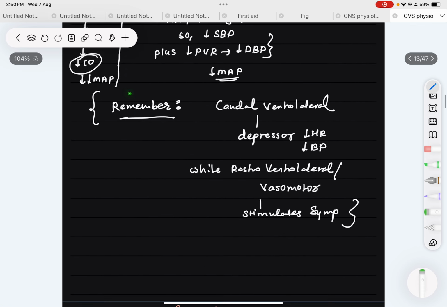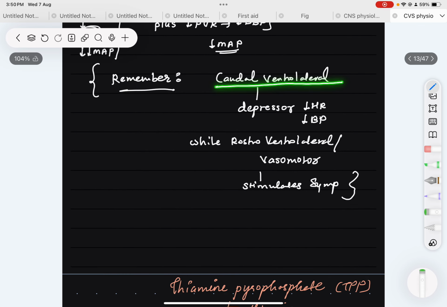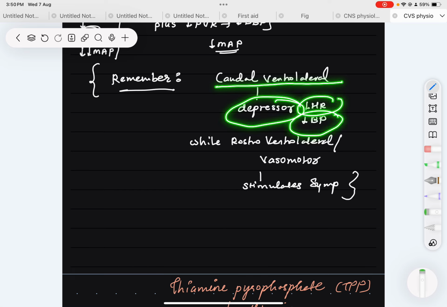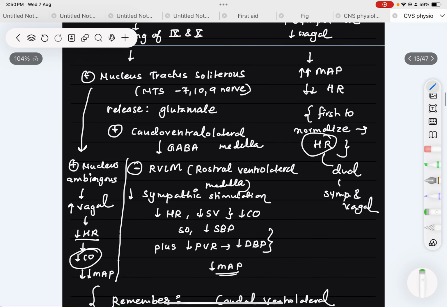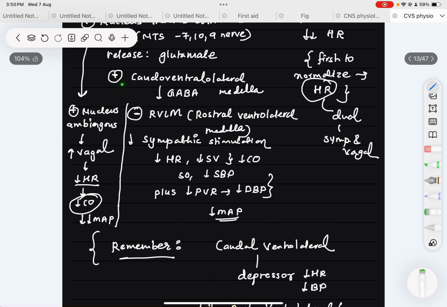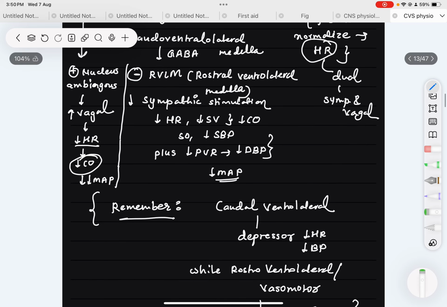So this caudo-ventrolateral medulla is a depressor. It will cause decrease in the heart rate, decrease in the blood pressure, while the rostral has totally opposite effect. It will stimulate the sympathetic flow, that's why increase in heart rate and increase in blood pressure. It is also known as vasomotor. Now, what will happen? This caudo-ventrolateral medulla will be stimulated and it will cause GABA release. So by GABA release, it will inhibit this rostral ventrolateral medulla and will cause decrease in sympathetic outflow.